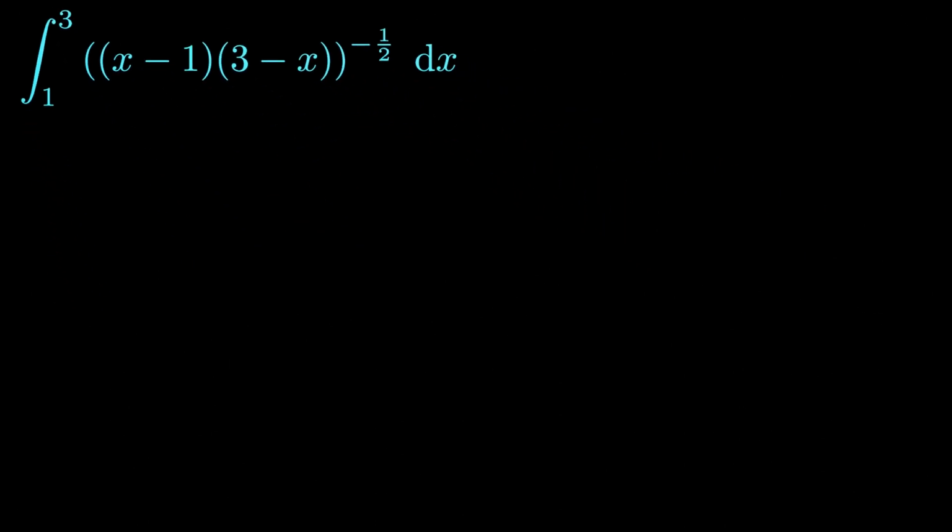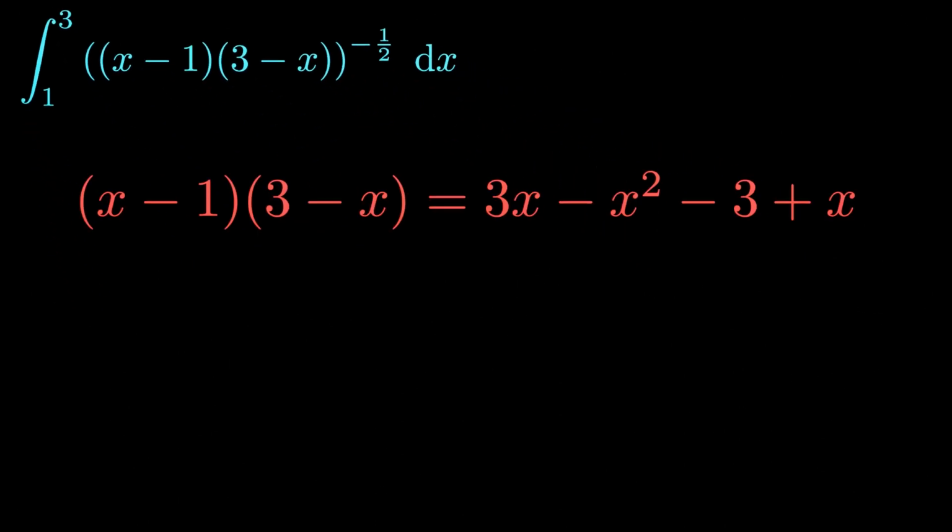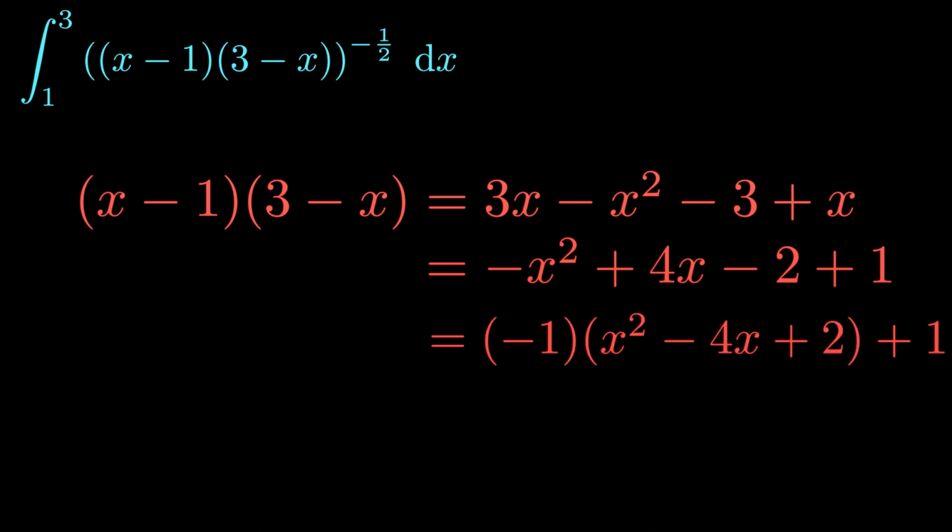Let's begin by multiplying out what we have inside the minus 1/2. We have x minus 1 multiplied by 3 minus x, which is equal to 3x minus x squared minus 3 plus x. Now we can rearrange it so that we have minus x squared plus 4x minus 2 plus 1. And if we factor a minus 1 out of the first three terms, we have minus 1 multiplied by (x squared minus 4x plus 2), plus 1. And we can rearrange that so that we have 1 minus (x minus 2) all squared.